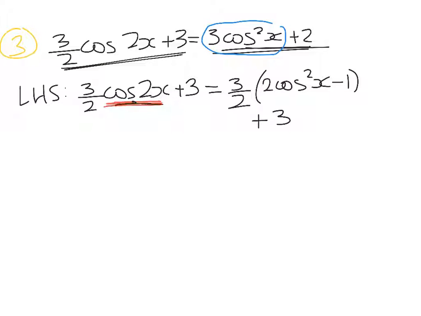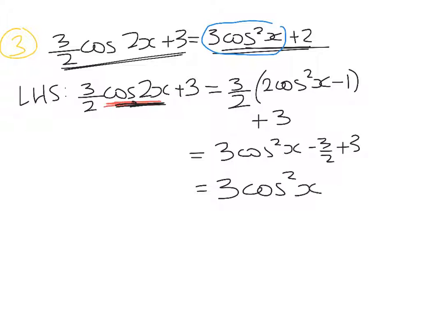Okay, so I'm substituting the double angle in. That leaves me with 3 cos squared x minus 3 over 2 plus 3. So that equals 3 cos squared x plus 3 over 2, which is not equal to the right hand side.